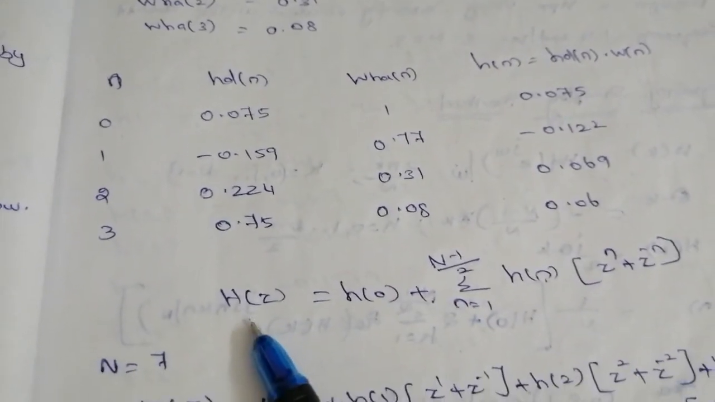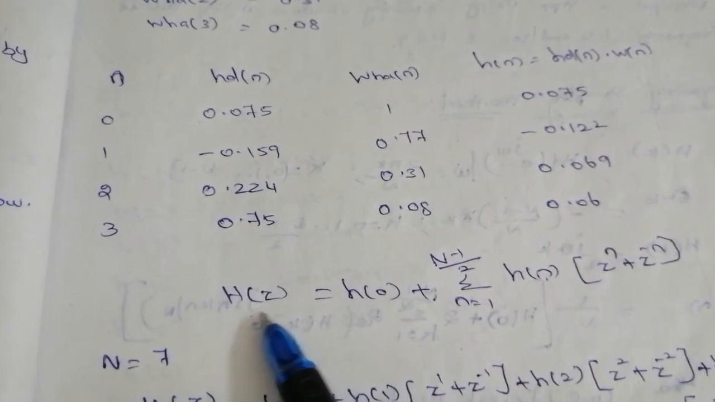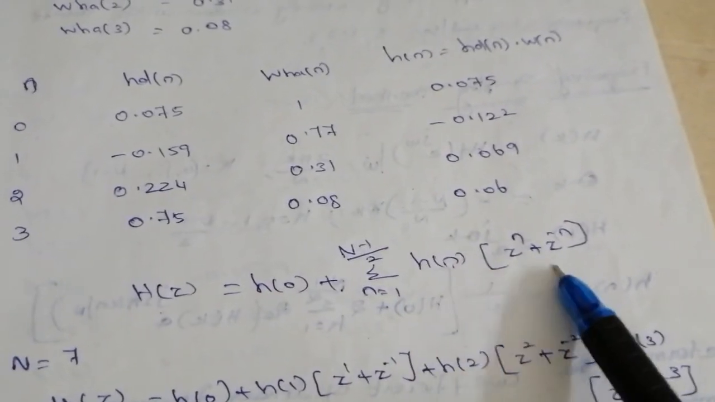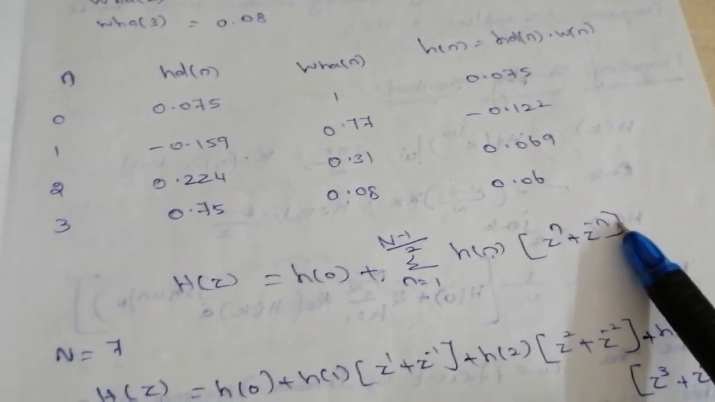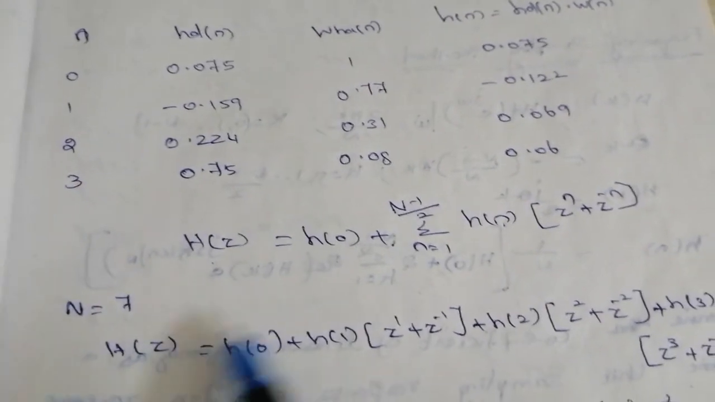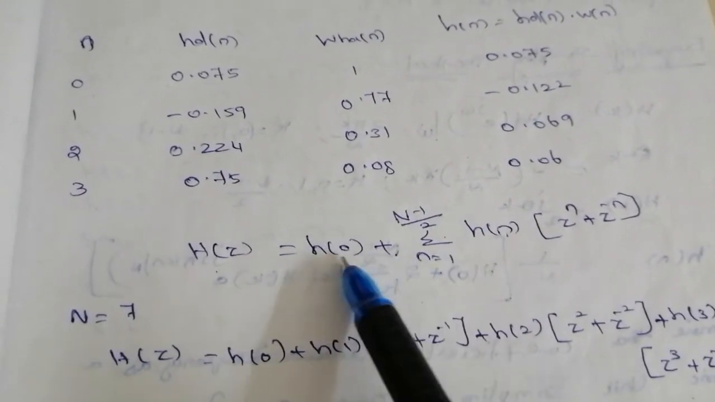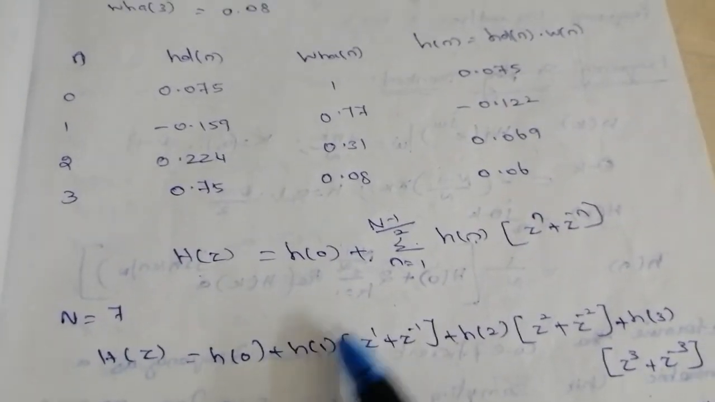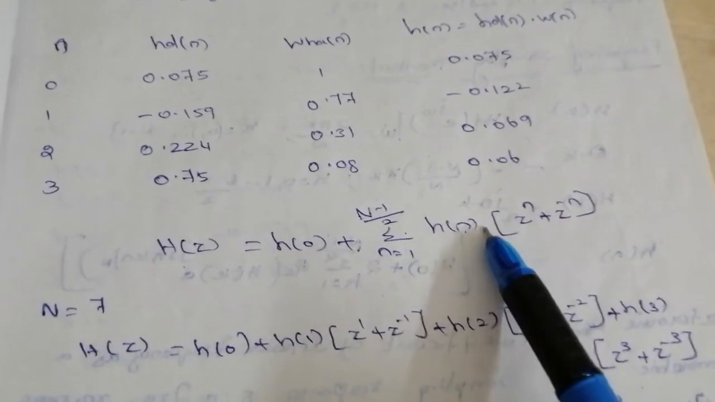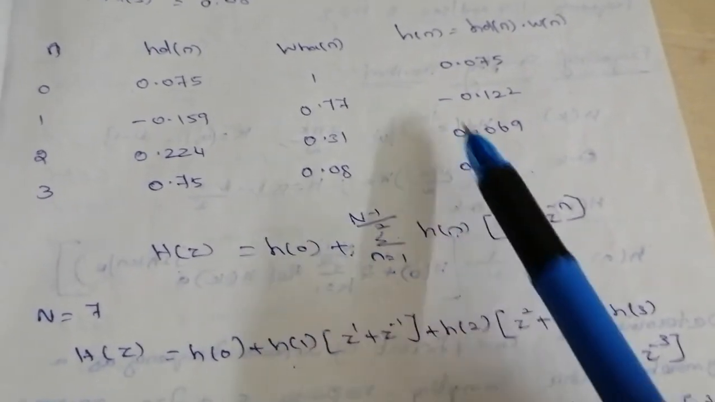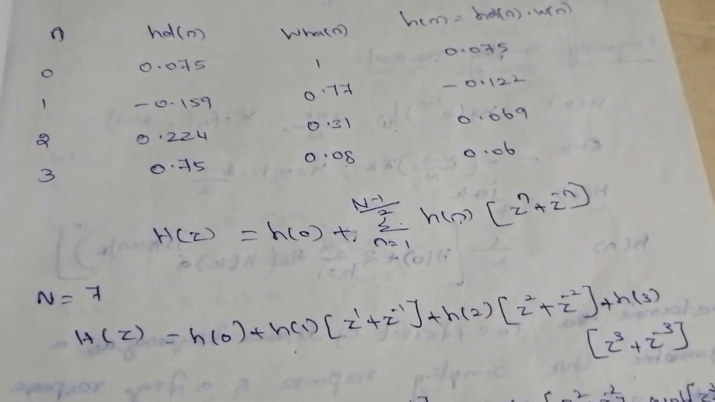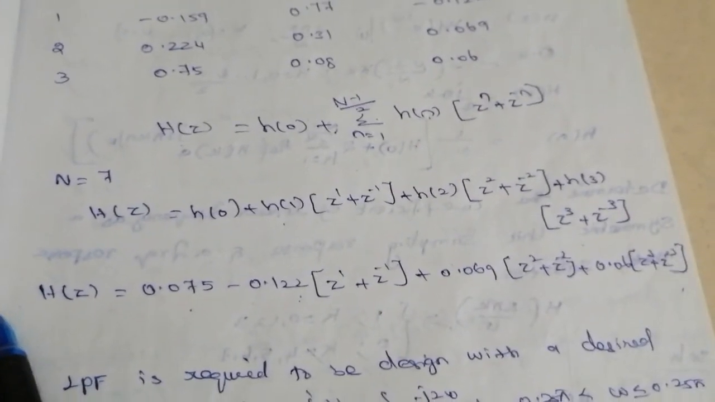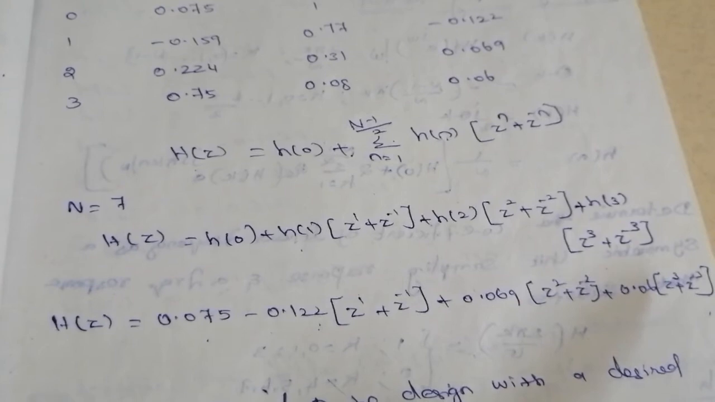Finally, the last step is the original filter formula: H(z) equal to h(0) plus summation n equal to 1 to (N−1)/2 of h(n)[z^n plus z^−n]. Right? Here N equal to 7, so (N−1)/2 is nothing but 3. h(0) we can take separately, and the h(0) answer is 0.075. Then expand the summation term, n equal to 1: h(1) times (z^1 plus z^−1). The h(1) answer is −0.122. This term, plus the h(2) term, then the h(3) term. So this is the digital FIR filter final answer.